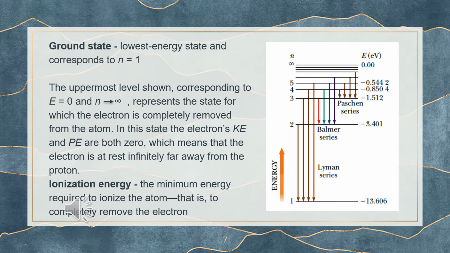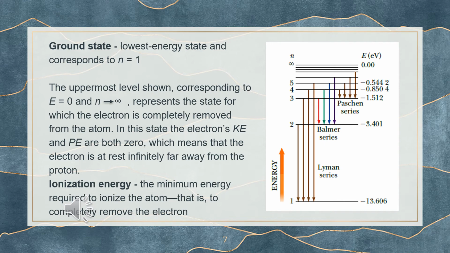Ground state is the lowest energy state and corresponds to n = 1. The uppermost level shown, corresponding to E = 0 and n = infinity, represents the state for which the electron is completely removed from the atom. In this state, the electron's kinetic energy and potential energy are both 0, which means that the electron is at rest infinitely far away from the proton.